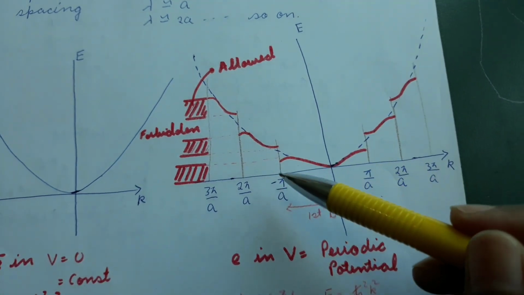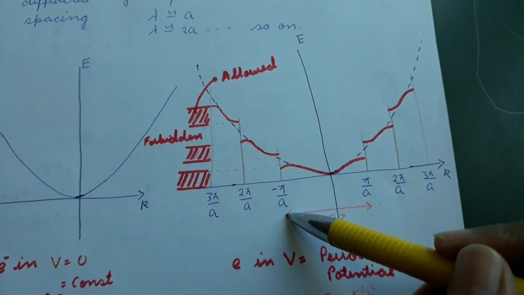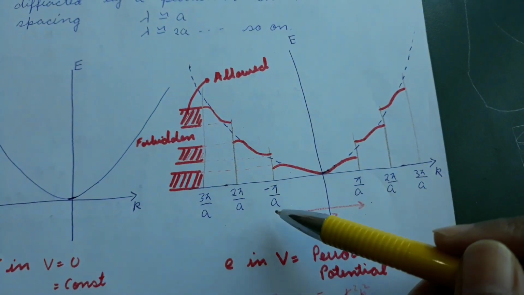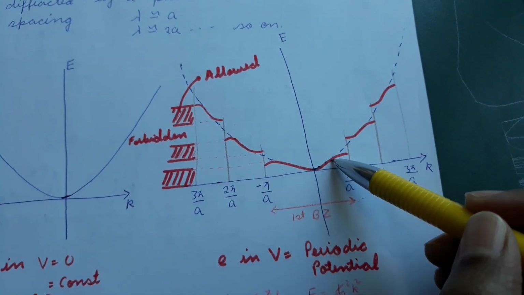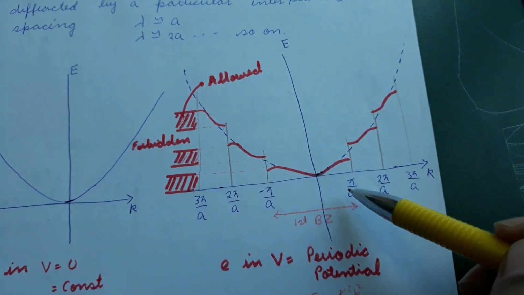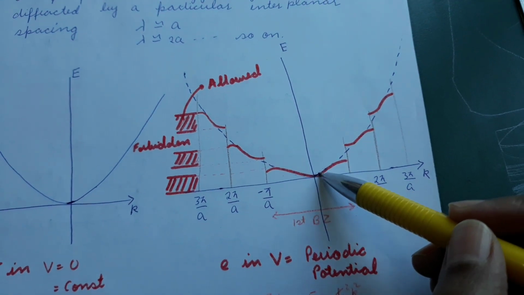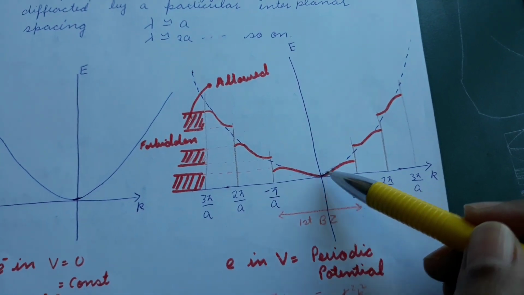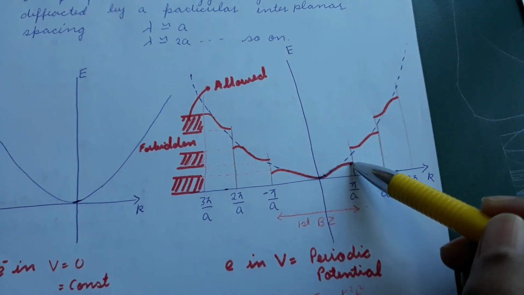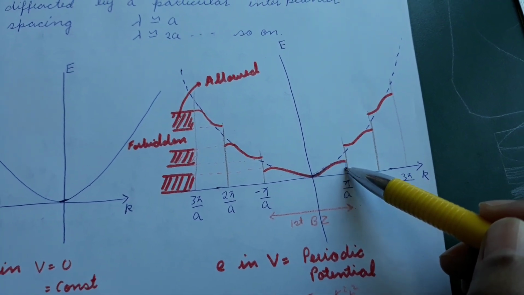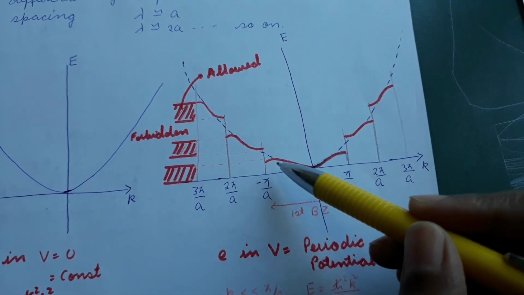Also, if you see this EK diagram just in the first Brillouin zone, from plus pi upon a to minus pi upon a, you'll see that initially when k is small, it means lambda is very large as compared to a, then it follows the parabolic nature of the dispersion relation. But as you move away from this range and approach the Brillouin zone, or lambda becomes of the order of a, then it deviates from this parabolic nature. And this is because of the diffraction taking place at the edges.